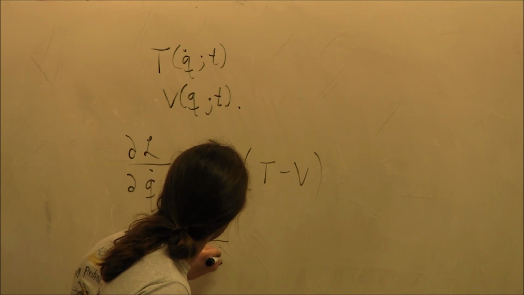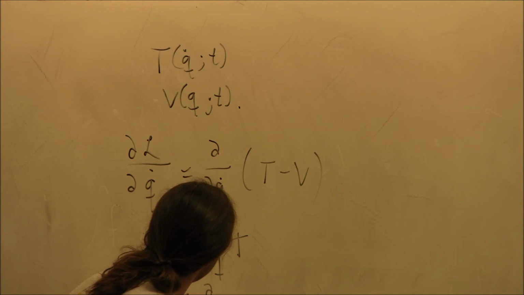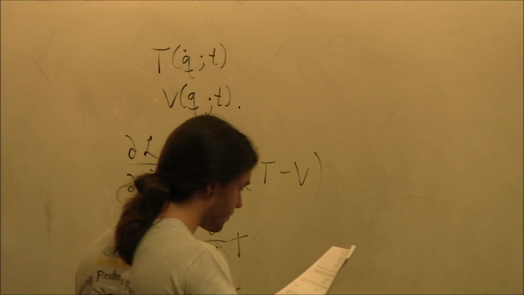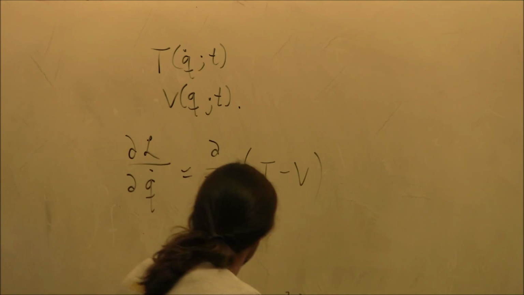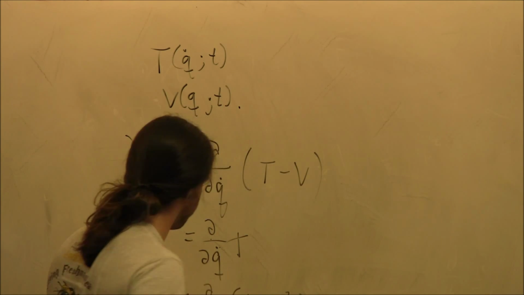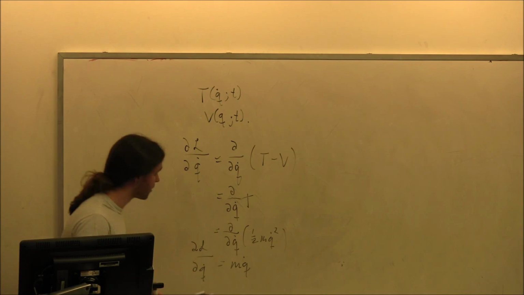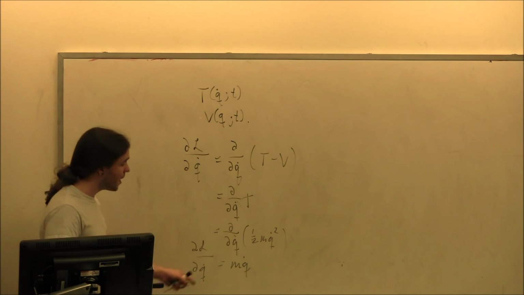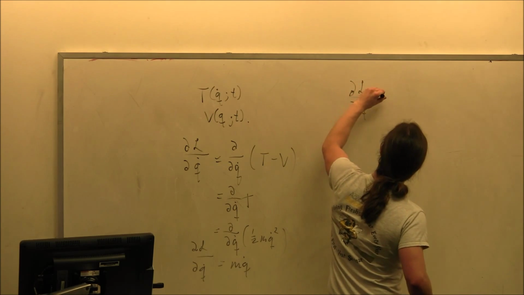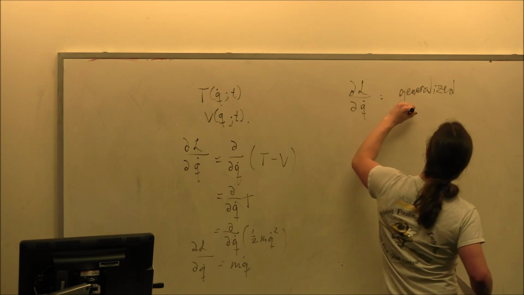So we've got d by d q dot of kinetic energy, and then we can rewrite that kinetic energy as just 1/2 m q dot squared. So if you just evaluate the derivative, you've got m q dot. So that's equal to the partial of your Lagrangian with respect to the velocity. We defined this thing, the thing that I just derived for you, to be the generalized momentum.